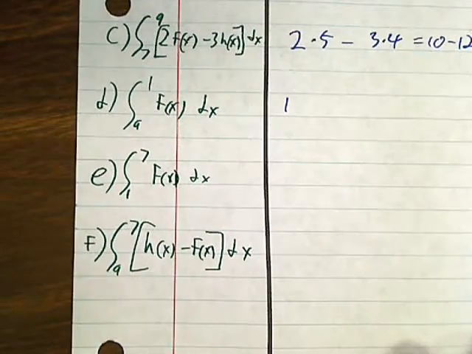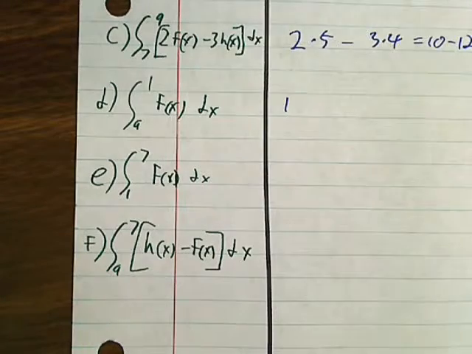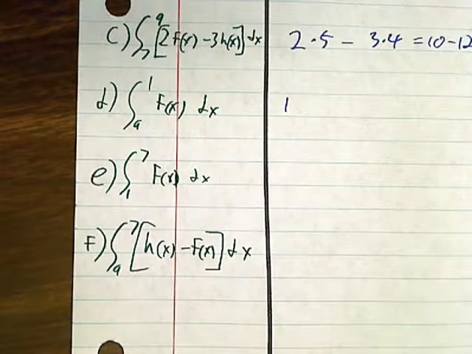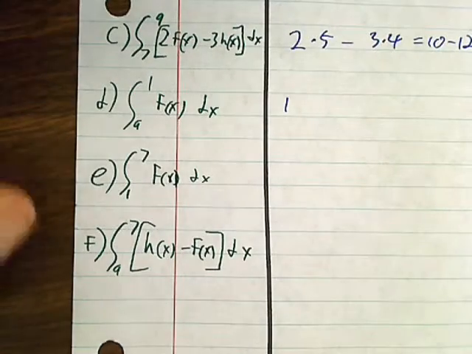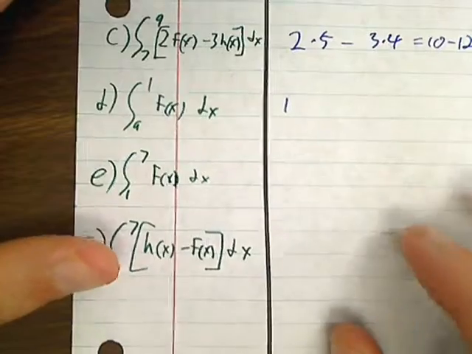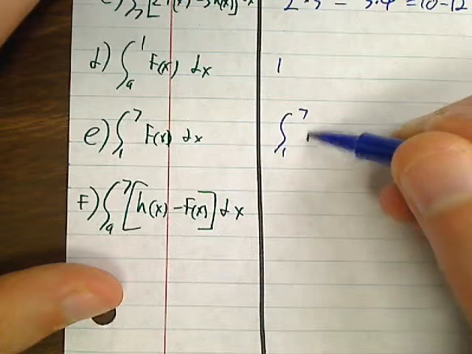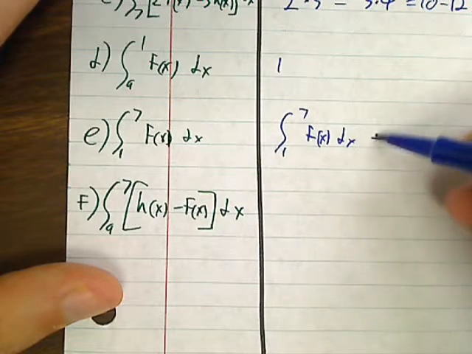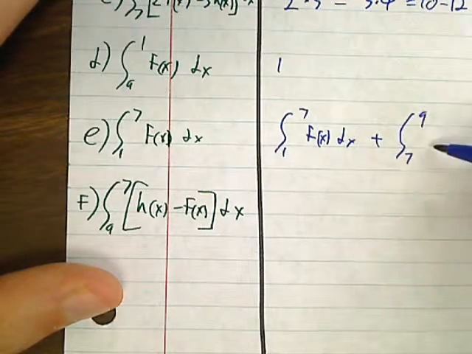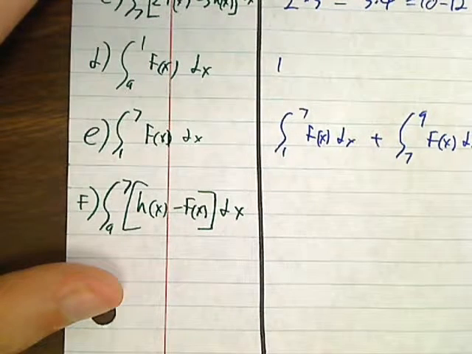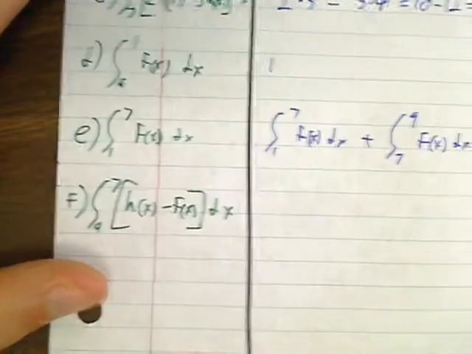Now E, well, E from 1 to 7, I don't have anything that matches that. What I want to look at is that same table, and let me see. Good. It's property number 5. So what I can do is I can say, well, the integral from 1 to 7 of f of x dx plus the integral from 7 to 9 of f of x dx is equal to the integral from 1 to 9 of f of x dx. Okay, so I had to write this out.